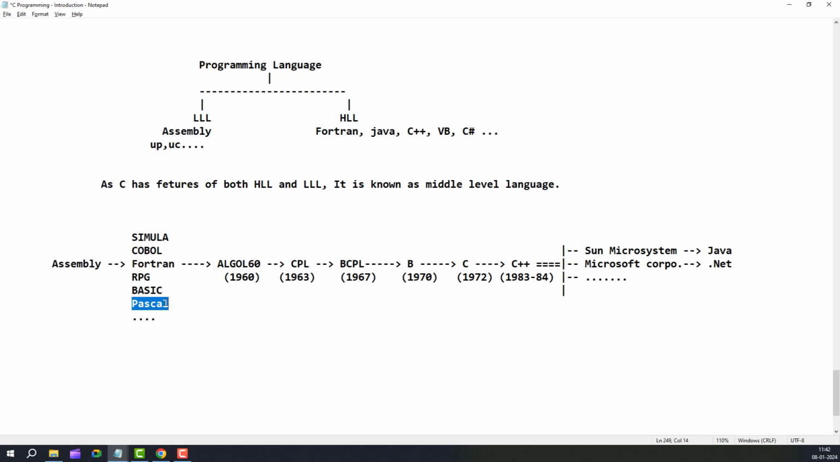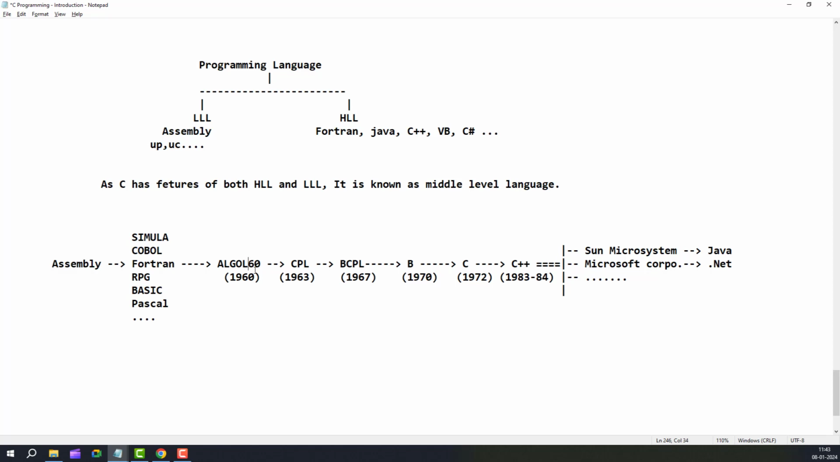Then the people started thinking about, rather than using multiple languages in one project, why not go for a single language which will fulfill all the programming needs. And with the same perspective, one international committee was formed. That committee came out with an algorithmic oriented language. And as it was developed in the late 60s, it is known as Algol 60.